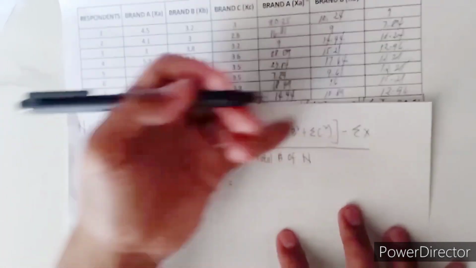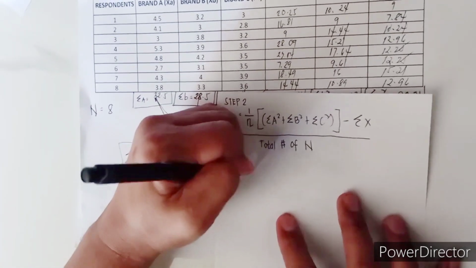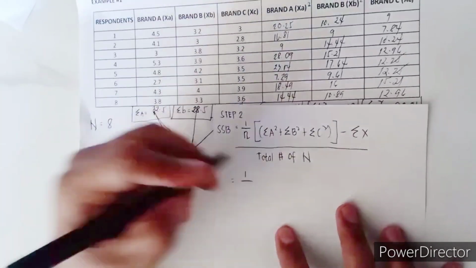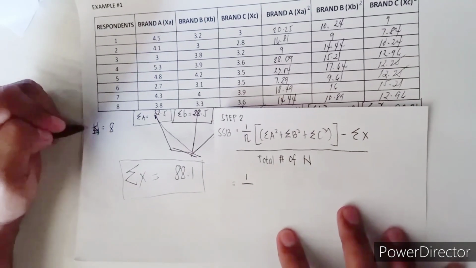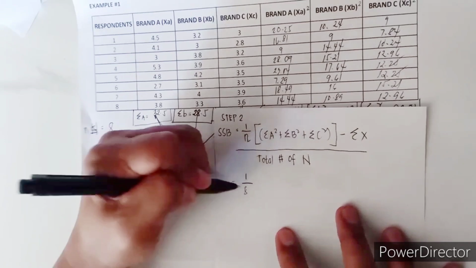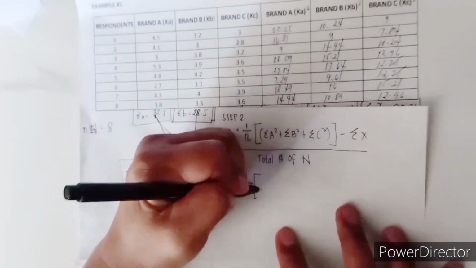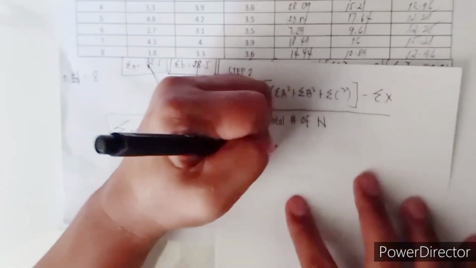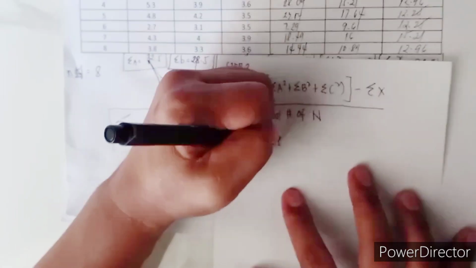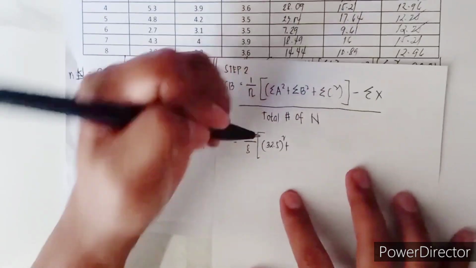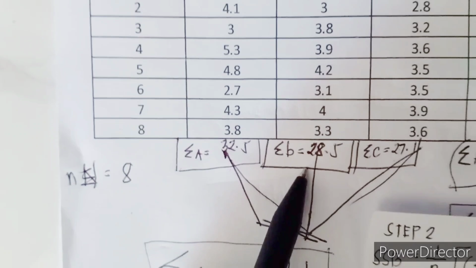Okay, kanina alam na natin ang mga values ng mga yan. 1 all over our n is equal to 8. Gawin natin small to para hindi sila ma-confuse. 1 all over 8 times summation of a squared is equal to what? 32.5. I-square natin to, ma'am, isn't it? Yes. Plus summation of b, 28.5.